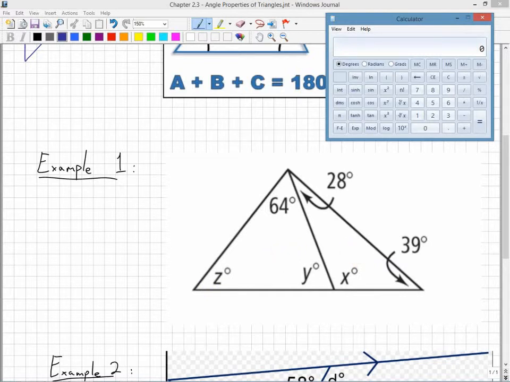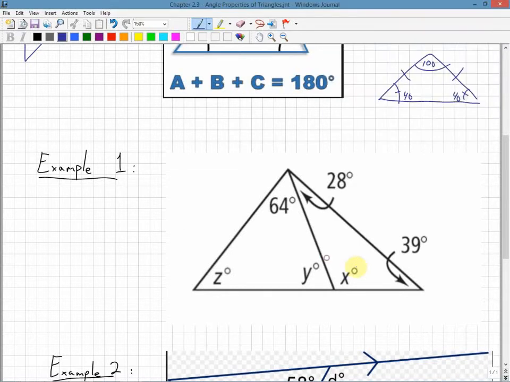So I know all the angles have to add up to 180. So what I do is I start with 180. If I'm missing one of the angles, it's simple. I just subtract the other 2. So I subtract off the 28, and I subtract off the 39, which leaves me with 113 for angle X. So this one here is 113 degrees.